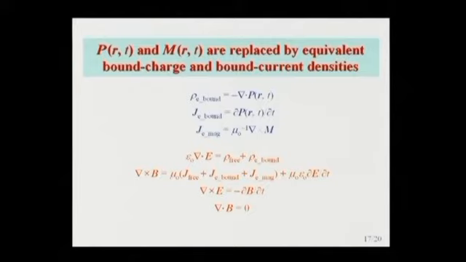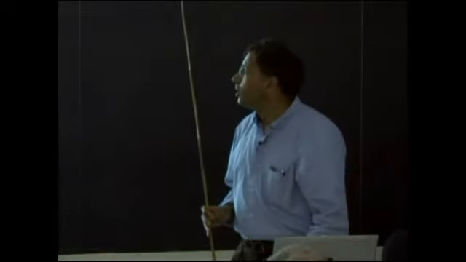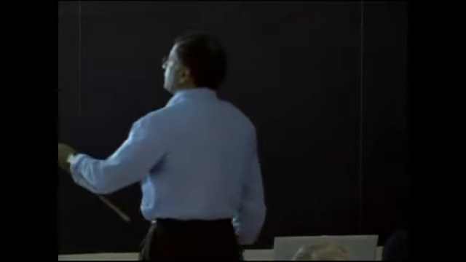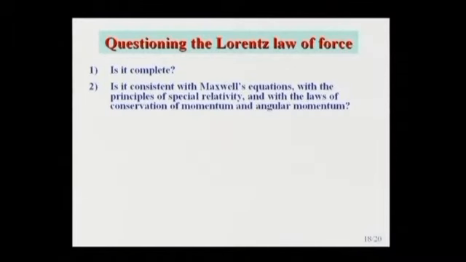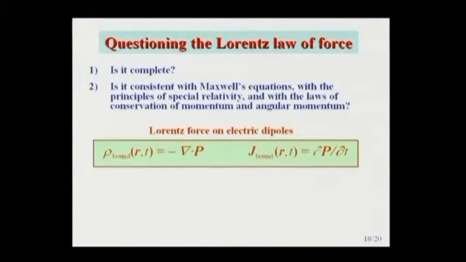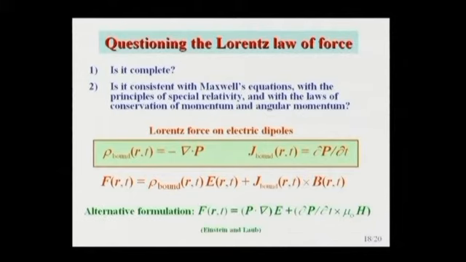I have already mentioned this in the previous slide, and I have also said this several times. Is the Lorentz law complete? And the answer is yes. It includes everything because you have to reduce everything to bound charge and current before you can use the Lorentz law. But it is not consistent with Maxwell's equations, with relativity, and with the conservation laws. And that's why we need this modified form of the Lorentz law, which I call the Einstein and Laub equation.